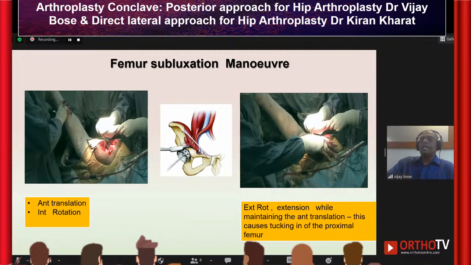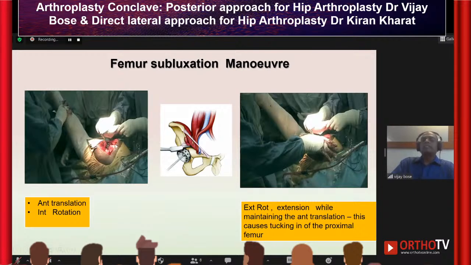And therefore, once you do that, it tucks into the gluteus medius. It just goes like that into the gluteus medius. So this causes tucking in of the proximal femur. Suddenly, you'll find the proximal femur is nowhere in sight. It just disappeared from the wound, and you have the socket like a clock staring at you. That's the key.